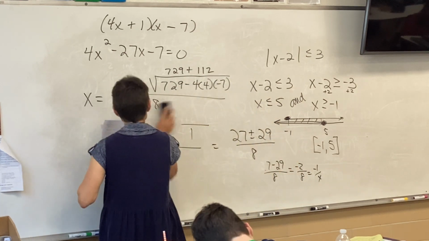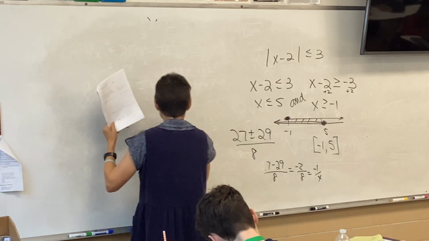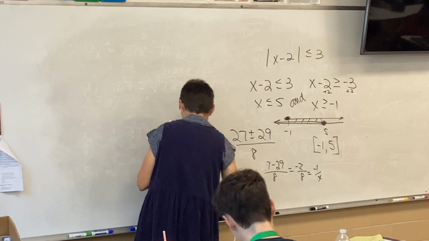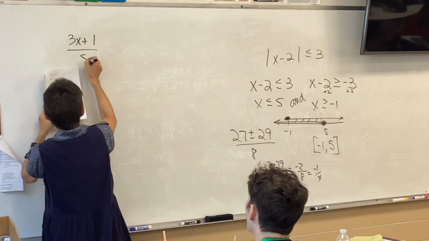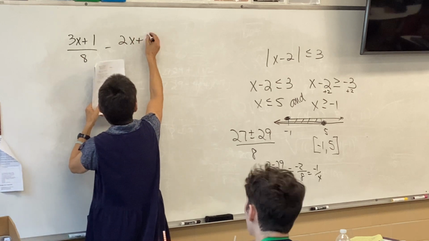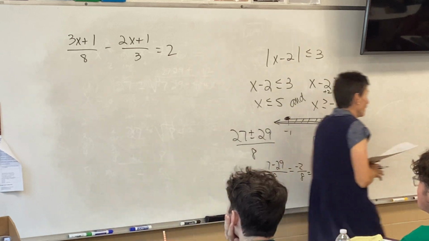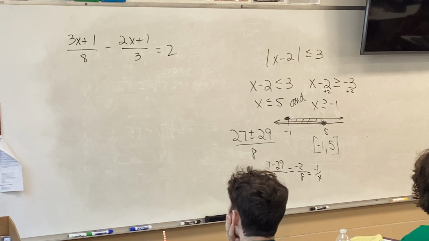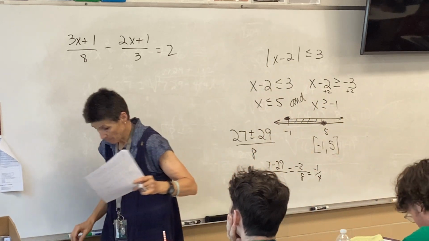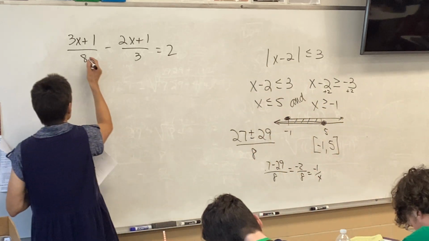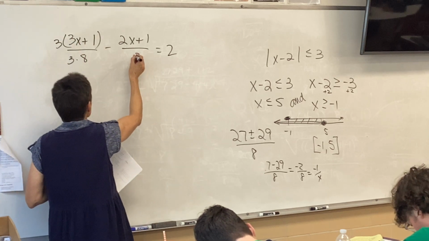Okie dokie, Smokies, next. What do we do with this next one? I heard somebody say common denominator. What do you want to use as your common denominator? 24? Yeah, did you not do that? Okay, let's use 24. Perfect. So we'll multiply this one by 3 and this one by 8.